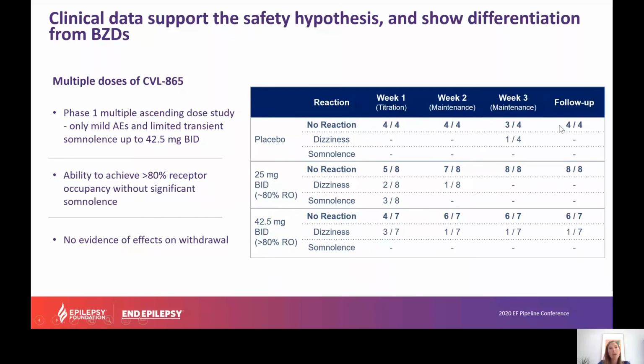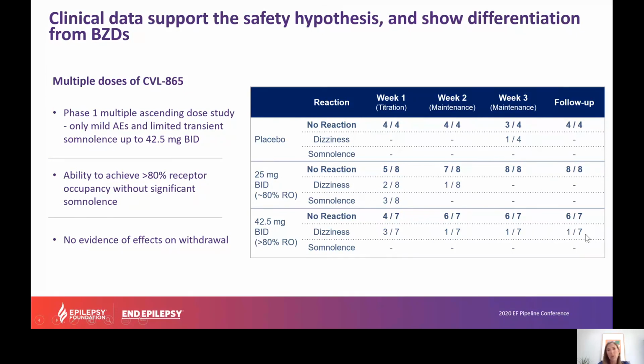And the table shows the most frequent adverse events that were observed in that trial. And these adverse events were mild and they were limited. And so you can see here, for example, the dizziness was reported in 1 subject during the maintenance phase and 2 subjects for the 25 mg dose group and 1 subject during the maintenance phase, the first week of the maintenance phase.